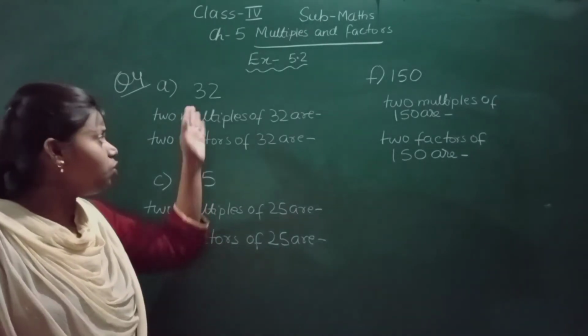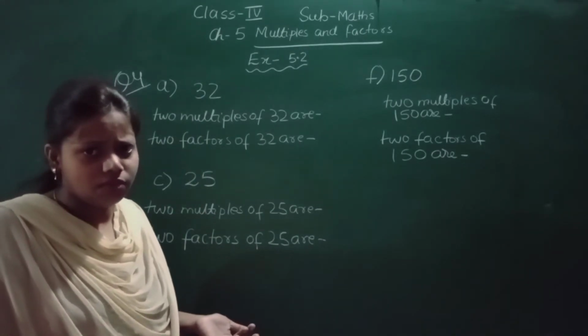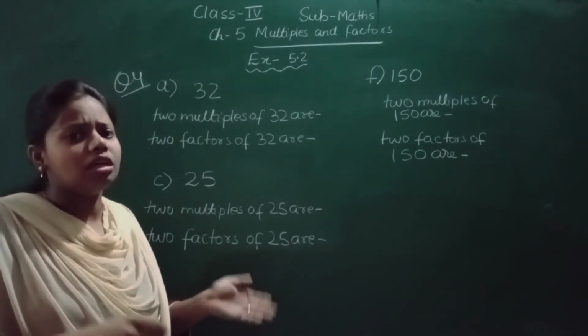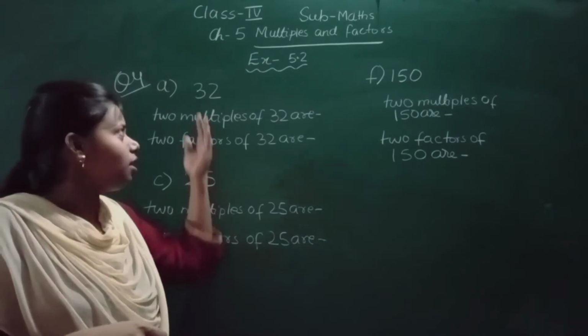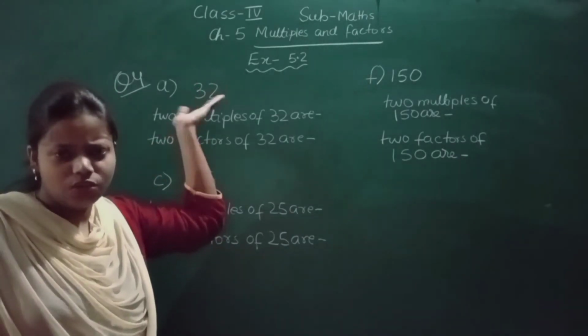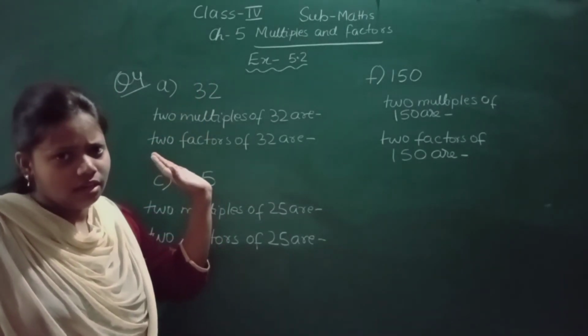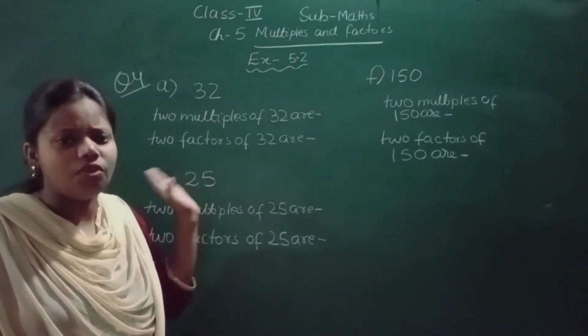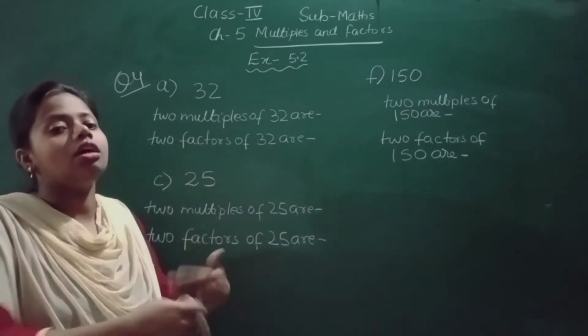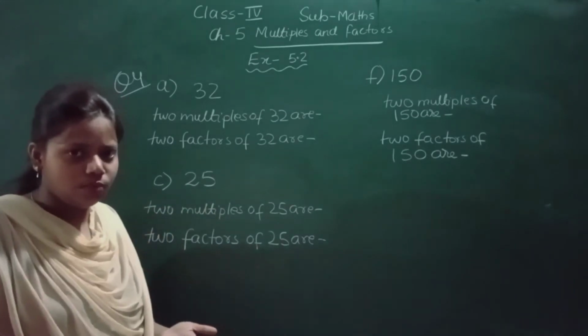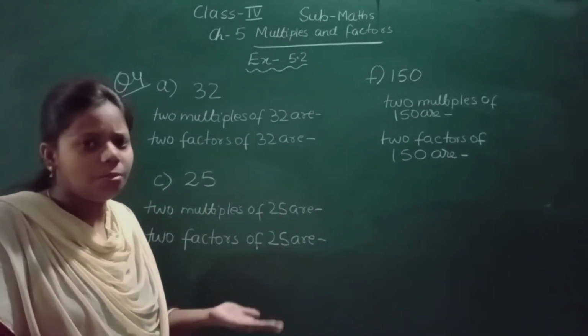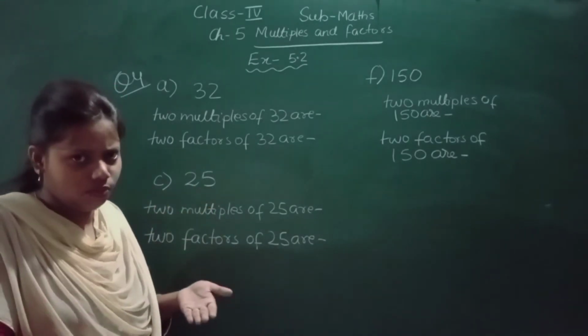Okay, so you know that every number is a multiple of itself. Okay, and every number is a multiple of 1 also. So we will not write this, because we know that 32 is a multiple of itself and it is even the multiple of 1. So we will not write 32. We will write other multiples of 32. And multiples means what? Table. We will write the table of 32.